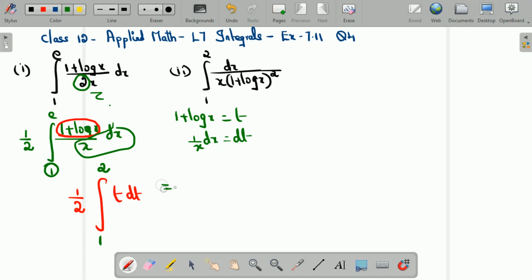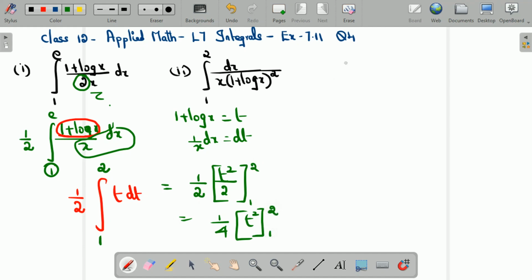Now let's perform this integration. So this is 1 by 2 into t squared divided by 2 between the limits 1 to 2. I can take this 2 also outside. So 1 by 4 of t squared between the limits 1 to 2. So this is 1 by 4 into (2 squared is 4 minus 1 squared is 1). So this is 3 by 4. So the value of the first integration is 3 by 4.